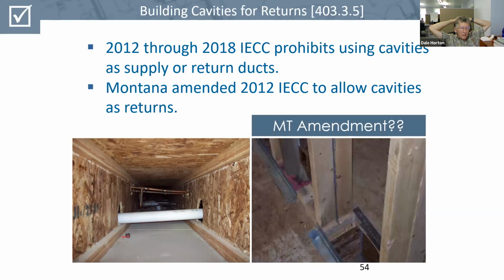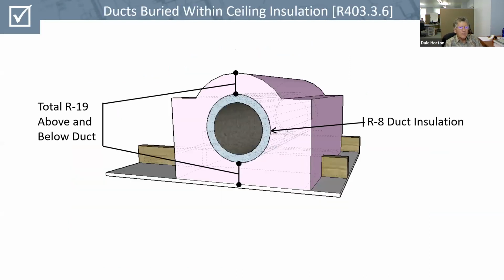indoor air quality and indoor safety, because if you have leaks in the returns, you can more easily backdraft atmospherically vented appliances. So I recommended that they allow cavity returns only if there are no atmospherically vented combustion appliances in the building. I have no idea what the state will do.